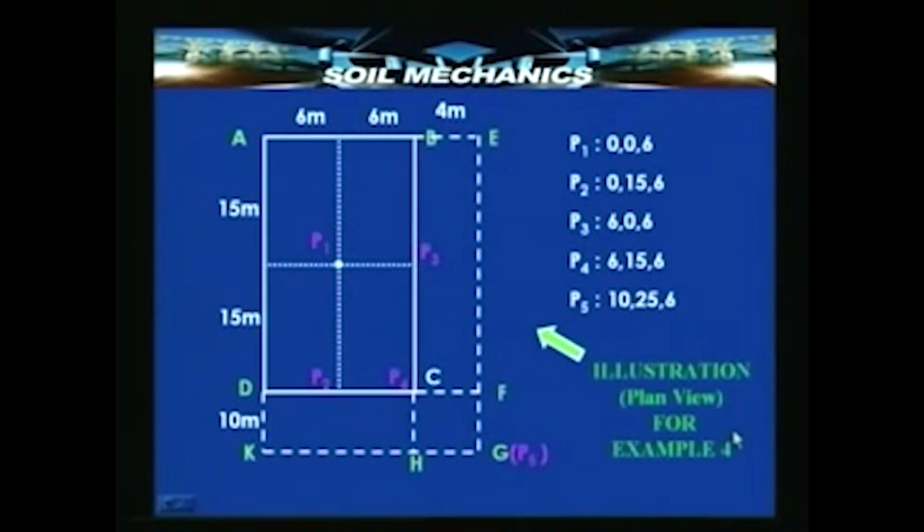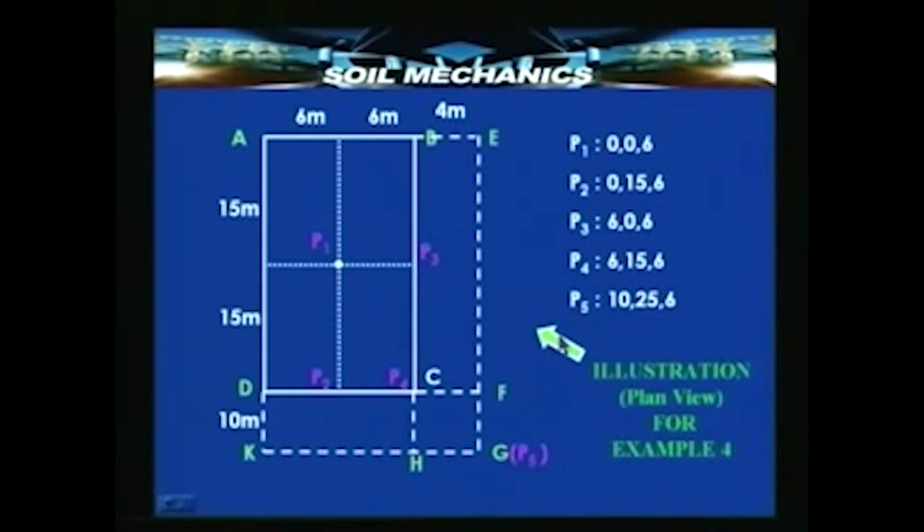just the plan of this problem. Here is the plan. This is a plan view, an illustration of the problem. ABCD is here. Then the points P1, P2, P3, P4 lie at the center, mid side and at the corner, whereas the point P5 is outside the area at point G. So, these are the points P1, P2, P3, P4, P5 at which we want the stresses.